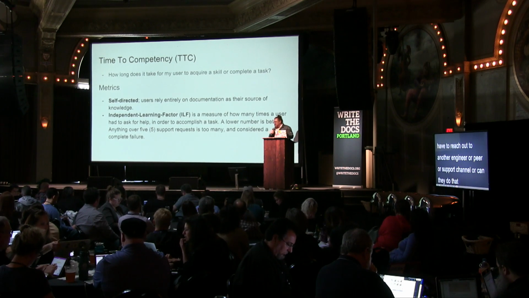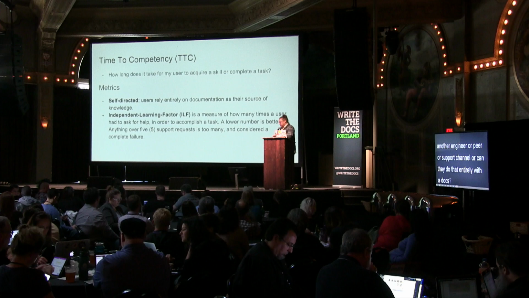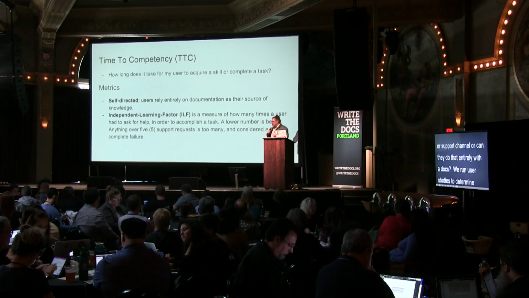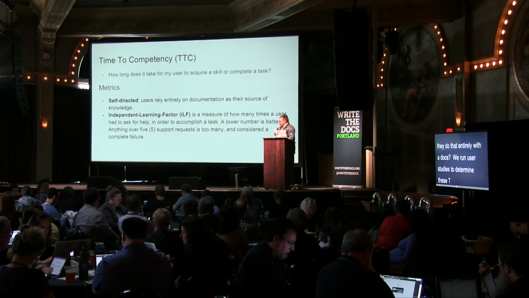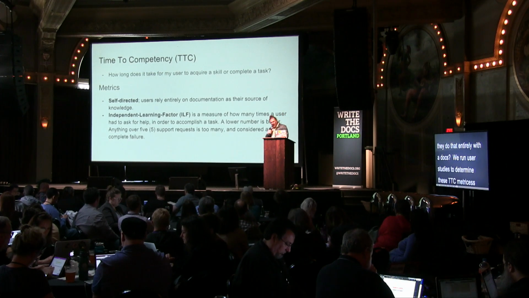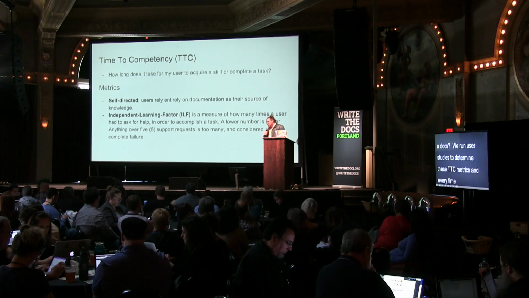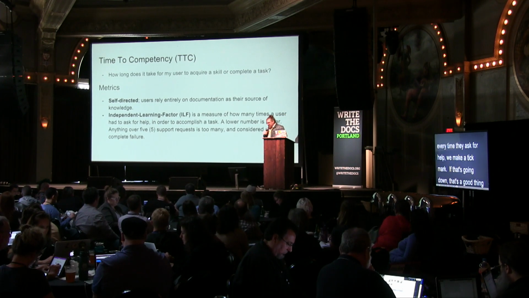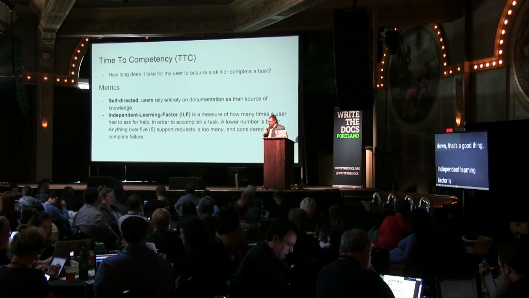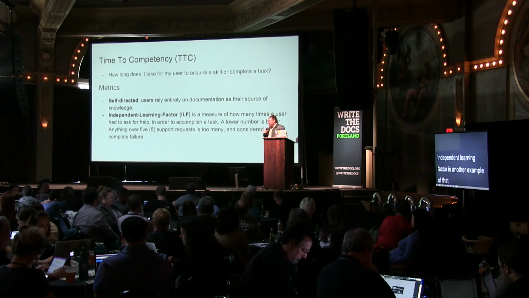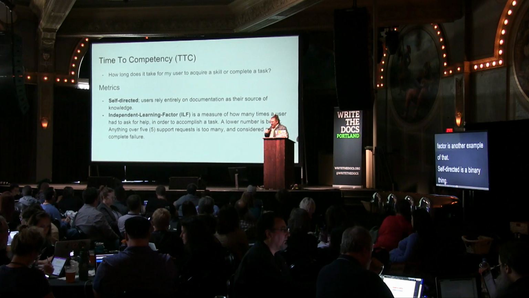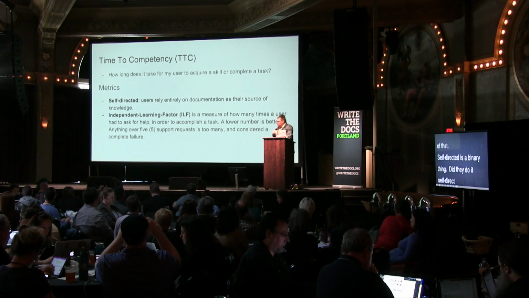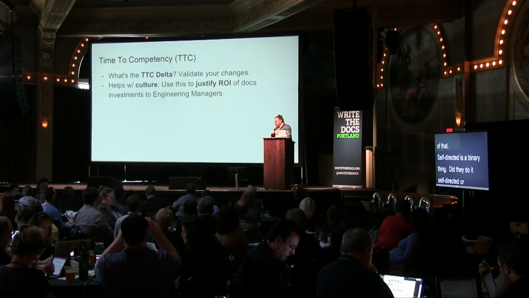So we run user studies to determine these TTC metrics, and we track all of these things. And every time they ask for help, we kind of make a little tick mark and say, okay, they asked for help 3 times to get through this, or 1 time. And if that's going down, that's a good thing. Independent learning factor is another example of that. So self-directed is sort of a binary thing. Did they do it self-directed or not? And then if not, how many times did they have to reach out for help?